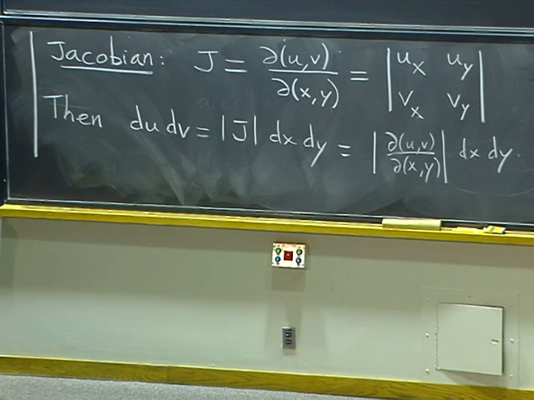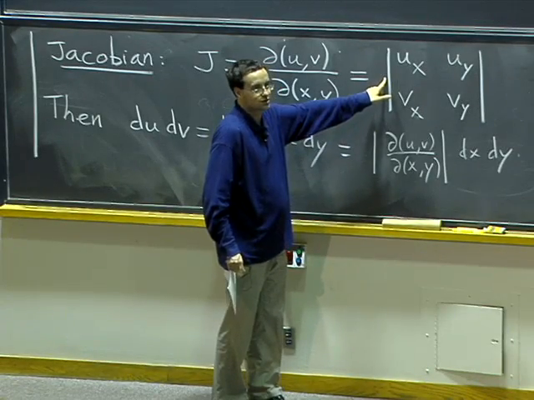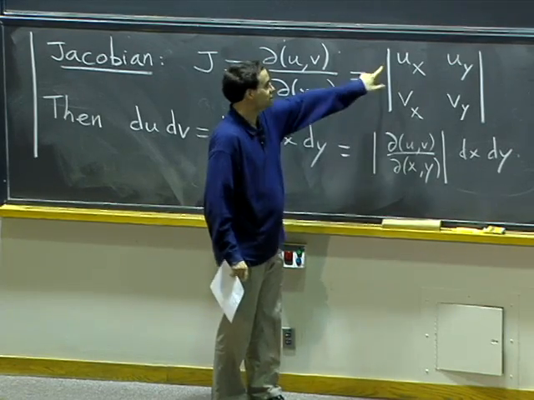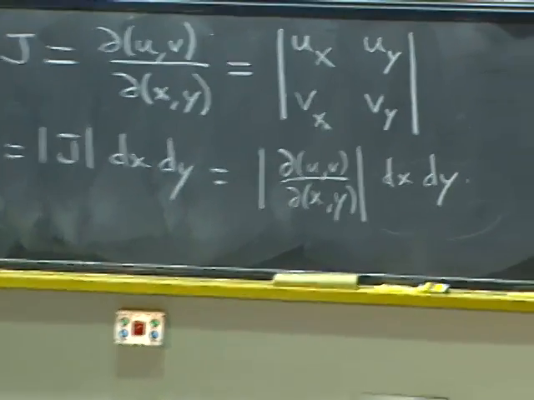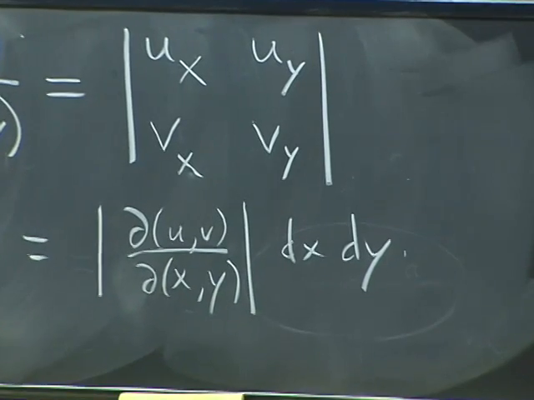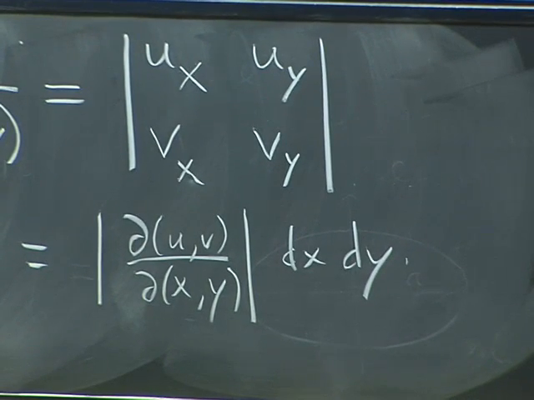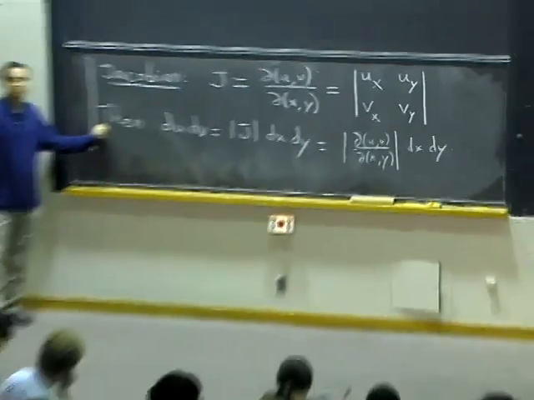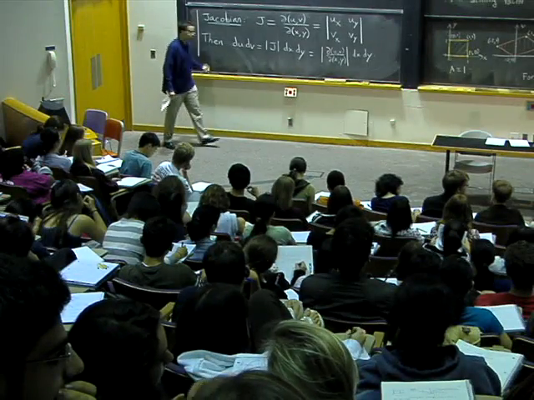Okay, so I didn't put it all together because then you would have two sets of vertical bars. This is a vertical bar for absolute value. This is a vertical bar for determinant. They're not the same. That's the one thing to remember. Okay, any questions about this? No? Okay.